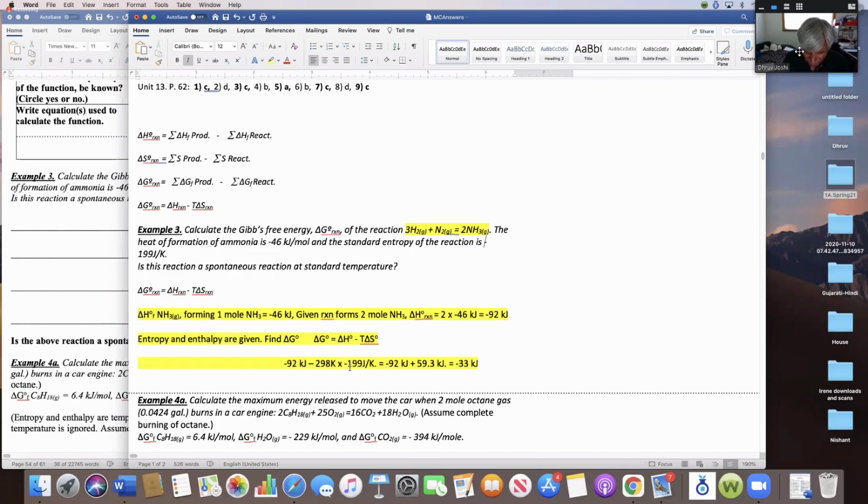And then we're going to add them up. Of course, as somebody was pointing out, this is kilojoules and this is joules, so we need to convert these joules into kilojoules. We convert that and add them up. Negative 92 plus 59.3, we got negative 33 kilojoules as the delta G. Delta G is negative. What does that mean? That means this reaction is spontaneous at 25 degrees Celsius. Any questions?